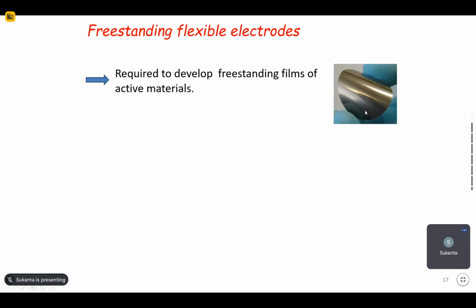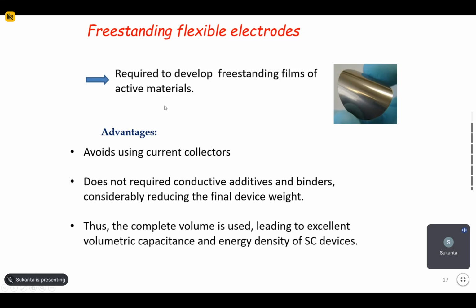This is a graphene film. This film is not only one graphene, it's several graphene layers there to make this total film. To develop freestanding films of active materials, the advantage is that if we can make freestanding films, we don't need an extra current collector. This will act both as a current collector and also the electrode for the supercapacitor. Right. And it does not require conductive additives and binders. Thus the complete volume is used. Whatever the material here, all of it is used for the supercapacitor application.